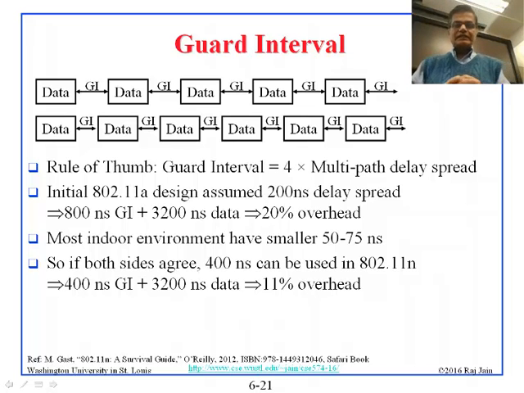All right. So the initial 11N design assumed a 200 nanosecond delay spread and an 800 nanosecond guard interval plus 3200 nanoseconds. So if you have 3200 nanosecond data and 800 nanosecond guard, you have 20% overhead, right? And most indoor environments are 50 to 75. So if both sides agree, meaning receiver and transmitter agree, then 400 can be used in 11N. And so 400 plus 3200 will give you 11% overhead as opposed to twice that much.